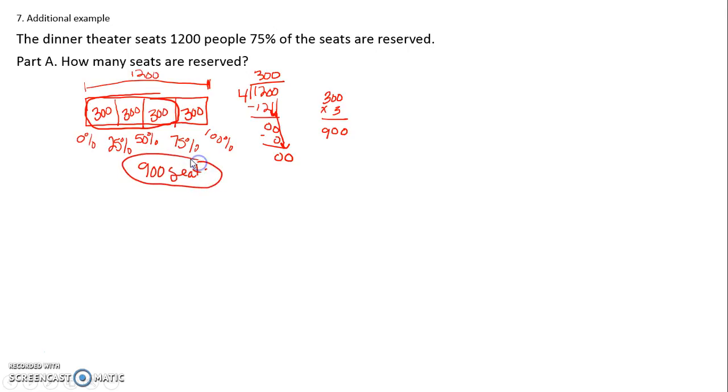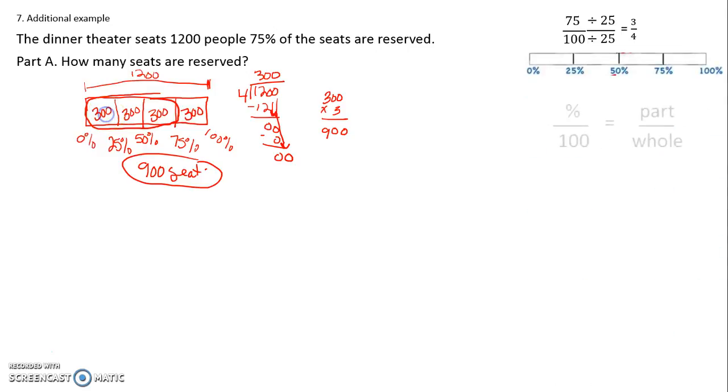I believe Mrs. Connor looked at it a different way. So what I look at it as, I say 75% is 75 over 100. I simplify that down to 3/4, which is how you could know to break it into 4 parts and that you care about 3 of those 4 parts. And then, of course, I do my tape diagram.